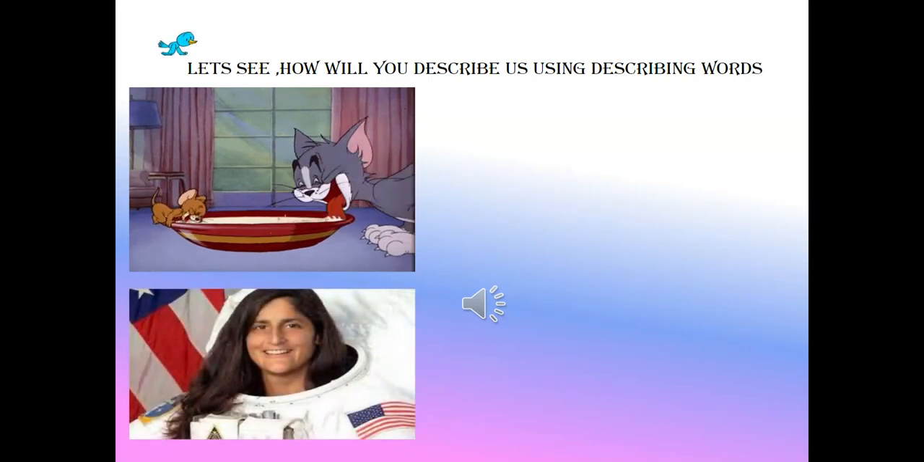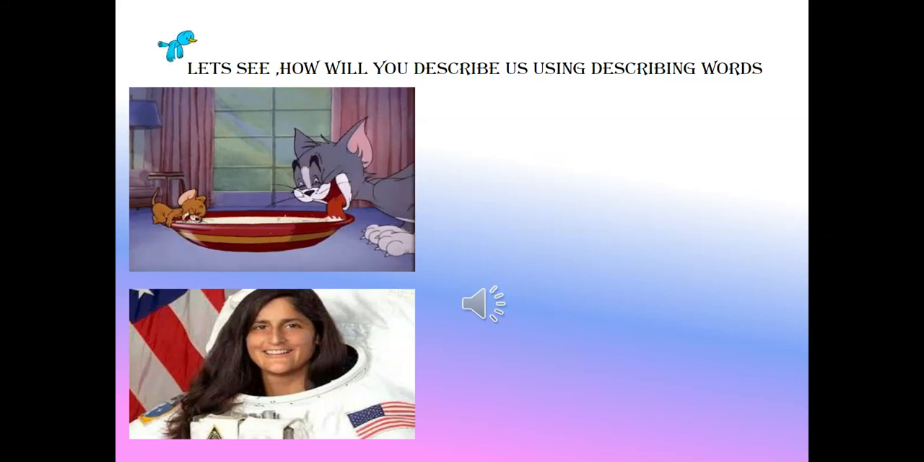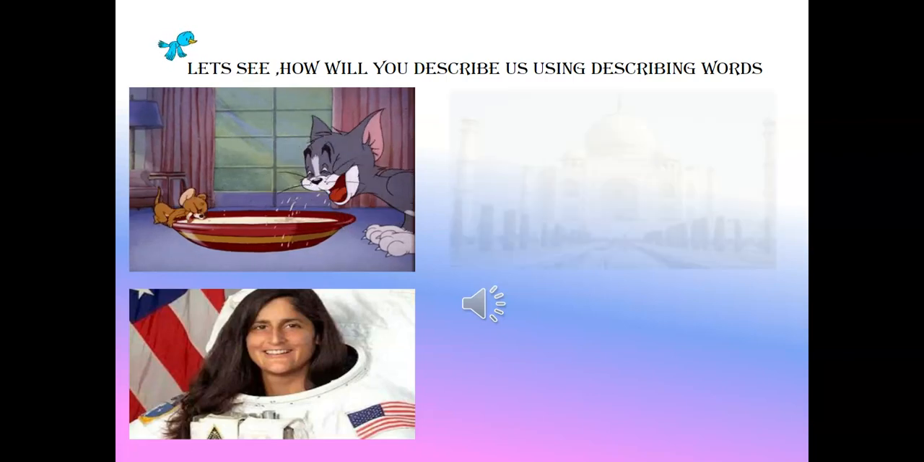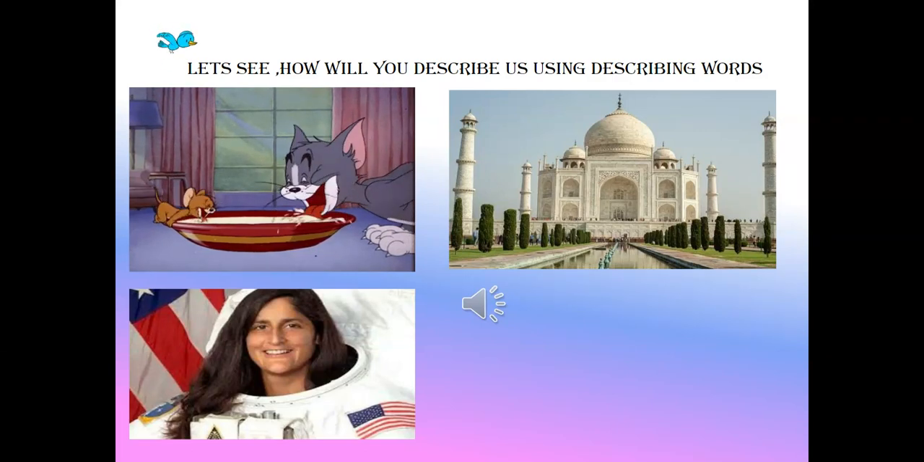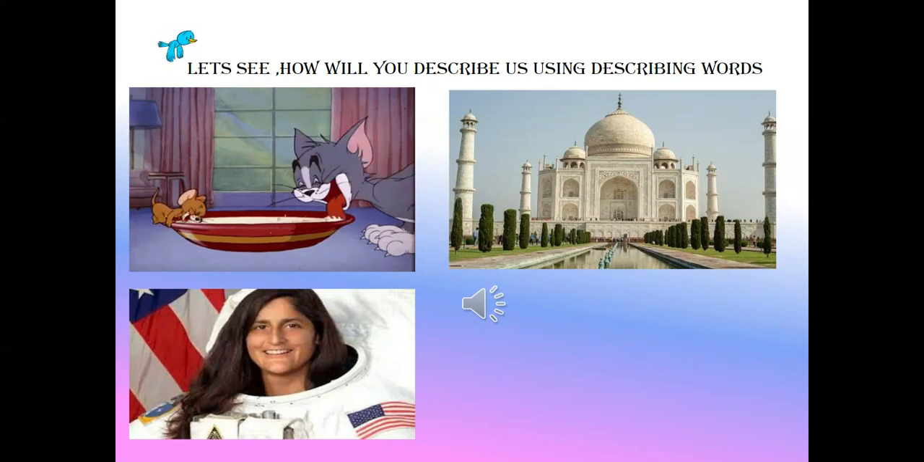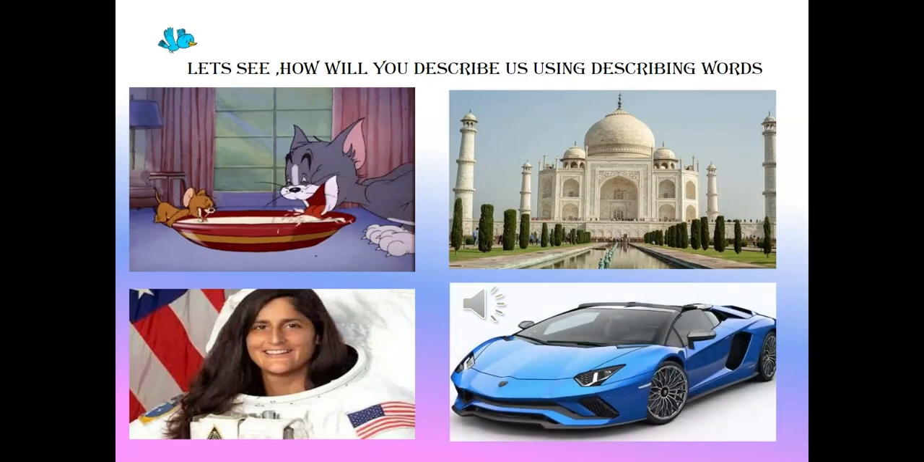Oh my, an astronaut. I hope you all know who this personality is. Please write down one describing word related to this great personality. I hope you all know what is this? Which place is this? That's the Taj Mahal and it's in Agra. Please write some describing words related to this picture. And this beautiful blue car.